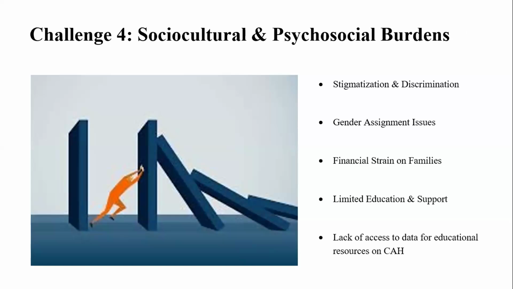And the other challenge, number 4, is sociocultural and psychosocial burdens. So stigmatization and discrimination. Visible symptoms, for example virilization in girls and short stature, can lead to social stigma. And this is something that is common. I was speaking to one of the moms the other day. She was relaying to me that one of her children, who is now 12, needs surgery, and she hasn't been able to afford the surgery. So it's one of those things that they are now worried about: stigmatization and discrimination.